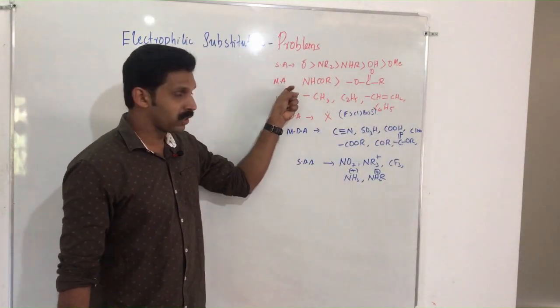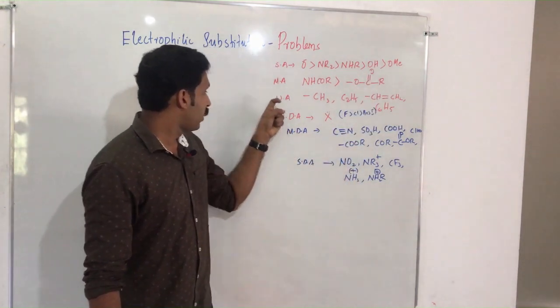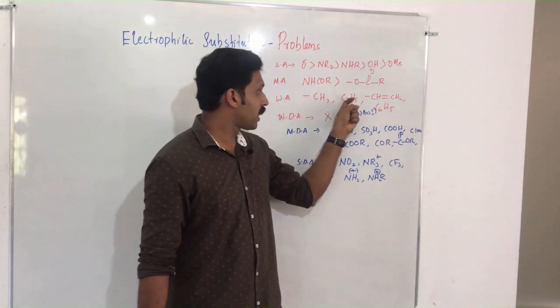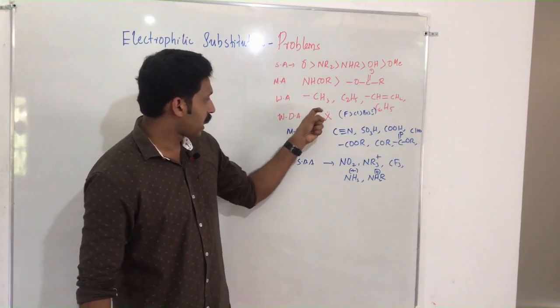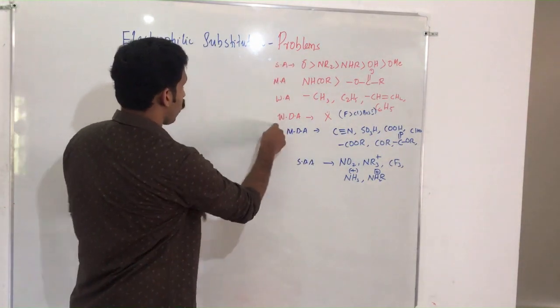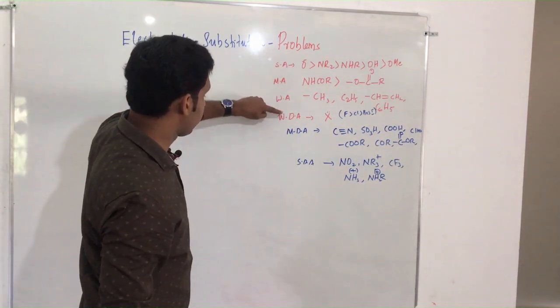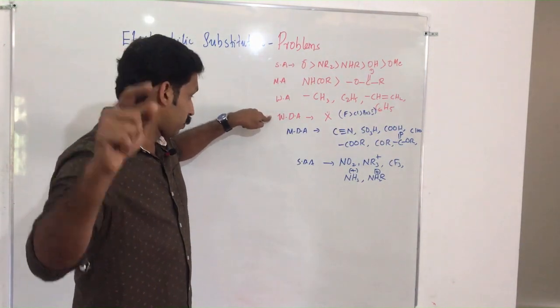Now, moderately activating groups, for example NHCOR and OCOR. Then weakly activating groups: methyl group, ethyl group, ethene group and phenyl group. And weakly deactivating groups: halogens are weakly deactivating groups. All these groups, that is strongly activating, moderately activating, weakly activating and weakly deactivating, are ortho-para-directing groups.